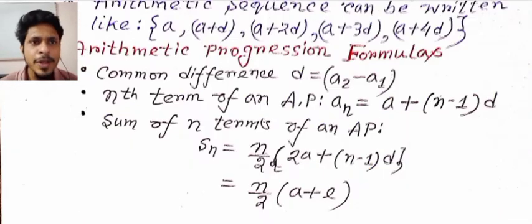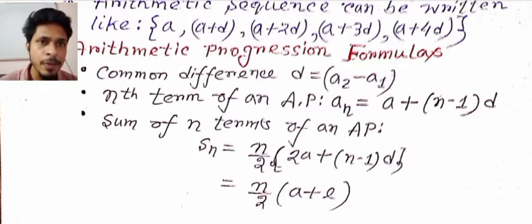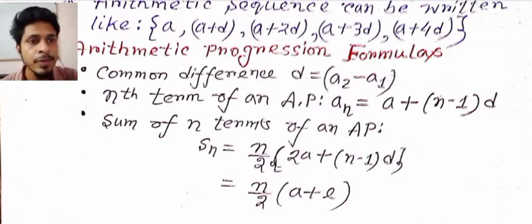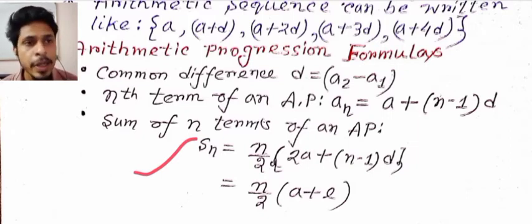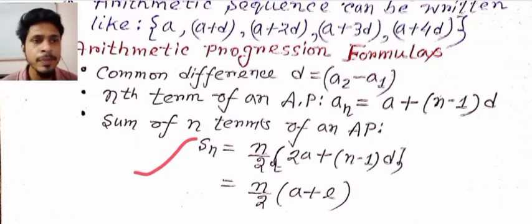The next formula is the summation formula. Summation means the sum of the series. How will we get the summation of the series? There are two types of formulas. The first one is n by 2, that means total terms divided by 2, into 2 into A plus n minus 1 into the common difference. A means the first term, and n means the total terms, and from the total terms we subtract 1 and then multiply by the common difference.